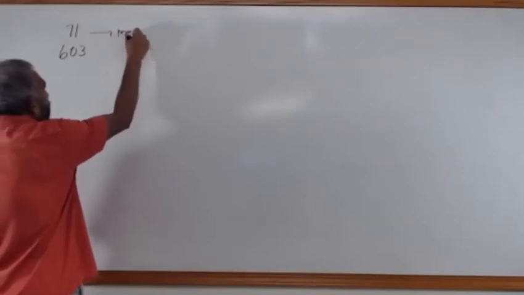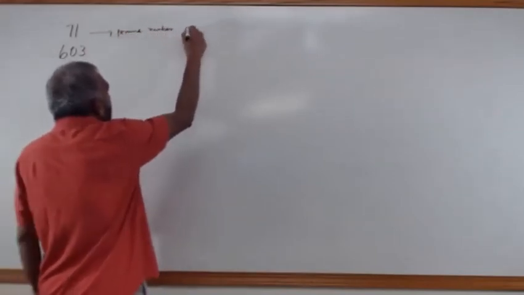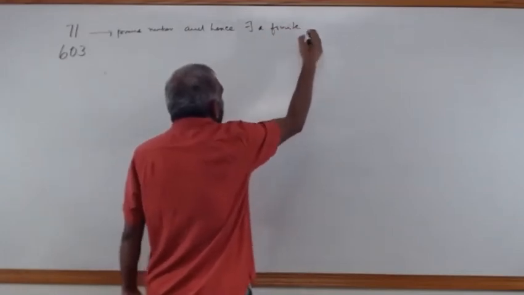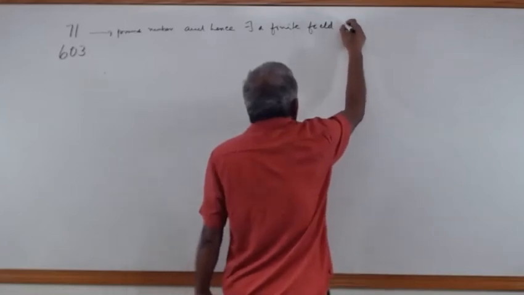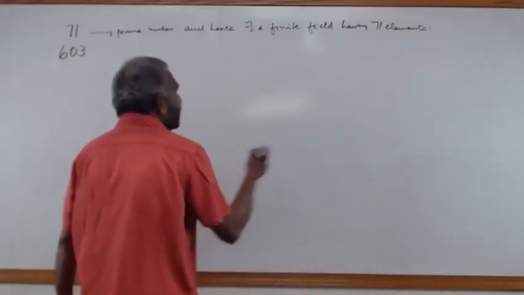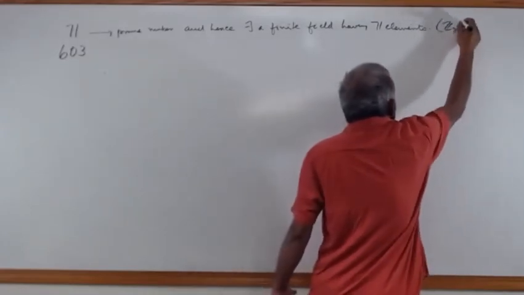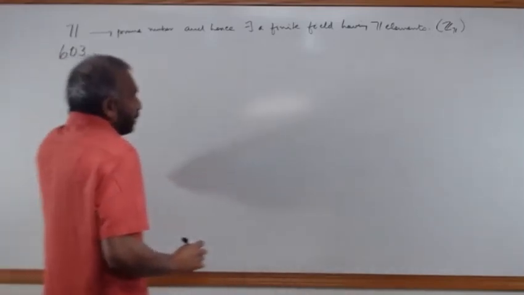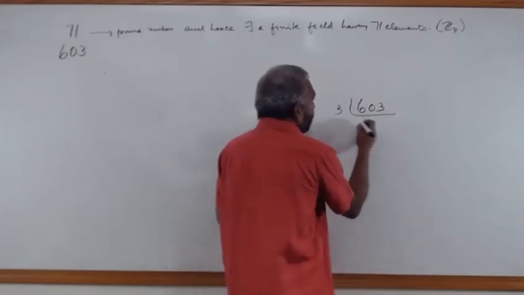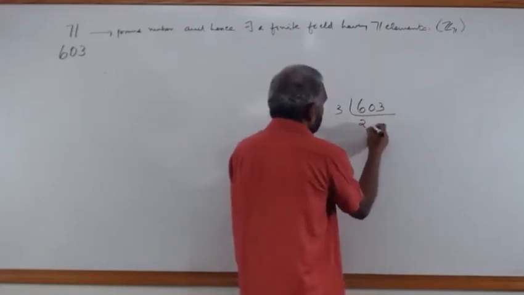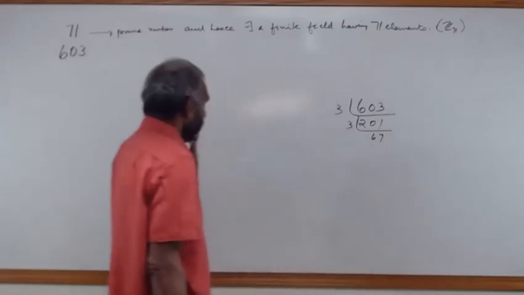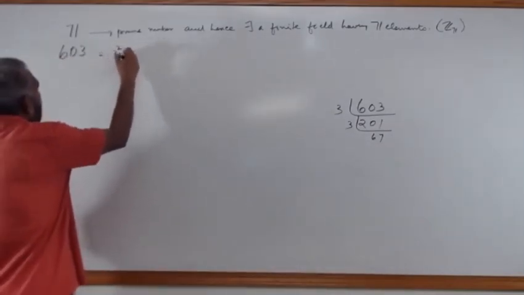and hence there exists a finite field having 71 elements, and it is precisely Z of 71. But what about this? So what we need to do is first factorize this. 3 goes in this because 6 plus 3 is 9. So 201, again 3 goes. So it will be 67. So this is equal to 3 squared into 67.